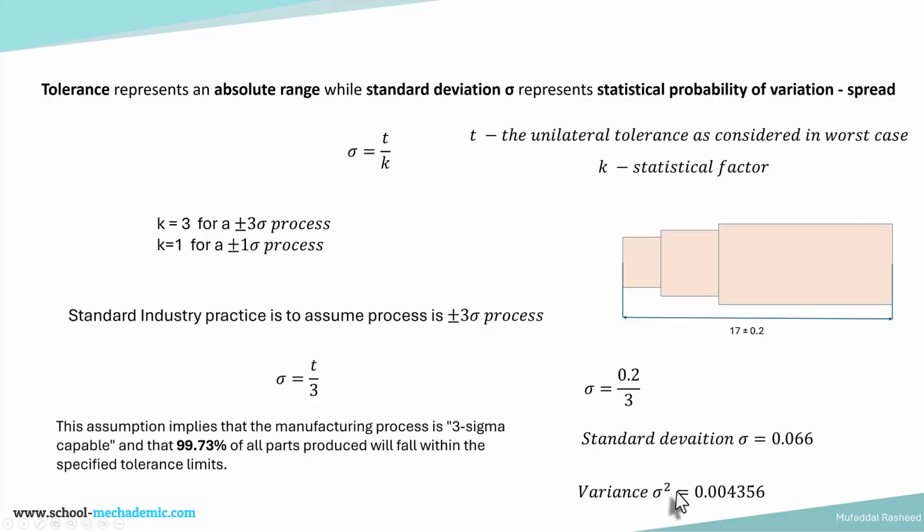Variance is sigma squared, that is the square of this value, which is 0.004356. That is the variance. And the main assumption implies that the manufacturing process used to manufacture a part with the specification as shown is a 3 sigma capable process, and that 99.73% of all the parts it produces will fall within the specified tolerance limits, and it will be normally distributed.